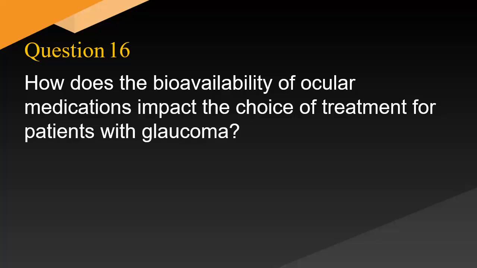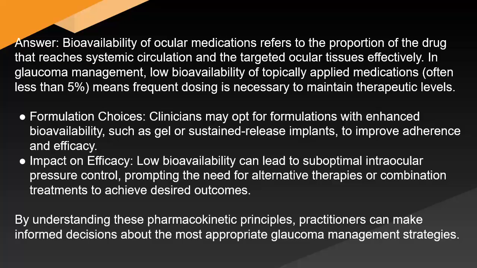How does the bioavailability of ocular medications impact the choice of treatment for patients with glaucoma? Answer: bioavailability of ocular medications refers to the proportion of the drug that reaches systemic circulation and the targeted ocular tissues effectively. In glaucoma management, low bioavailability of topically applied medications, often less than 5%, means frequent dosing is necessary to maintain therapeutic levels.